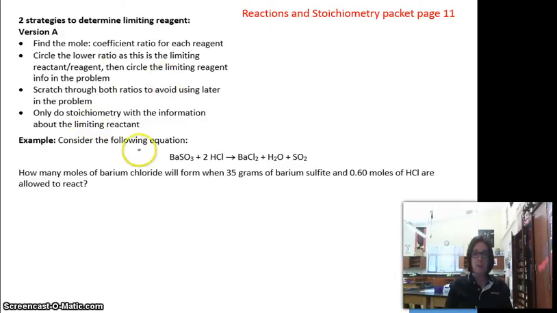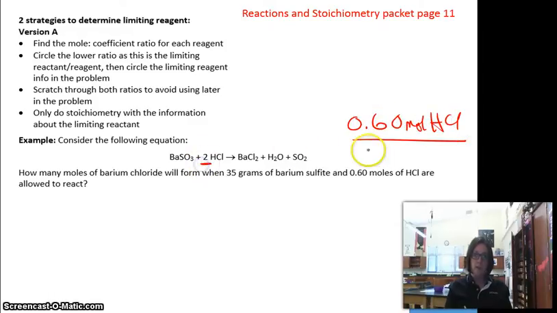So if we look at this example problem, we have a balanced equation, and it asks how many moles of barium chloride can form if you have 35 grams of barium sulfate and 0.60 moles of HCl. Well, we already have moles of HCl, so we could make our mole to coefficient ratio. It was 0.60 moles of HCl, and the coefficient for HCl is 2. So the mole to coefficient ratio would simplify to 0.30 for HCl.